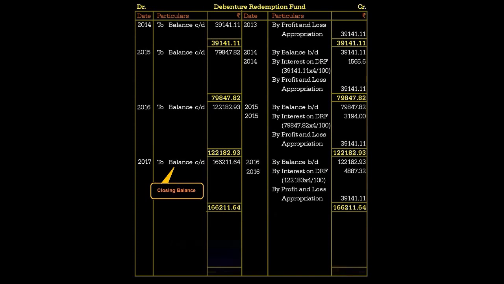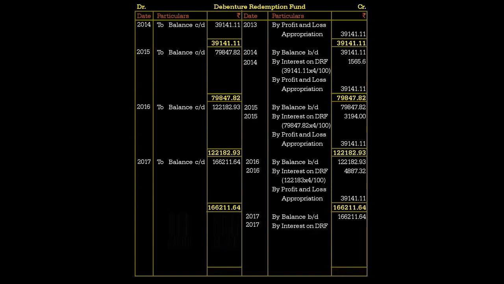The fifth year is the last year. So, once again the balance will be carried on to the fifth year by balance brought down 1,66,211.64. After that, interest on the amount invested. So, by interest on debenture redemption fund account, whatever amount is invested, 1,66,220 into 4%. It is invested in multiples of 10. So, always the last digit should be 0.